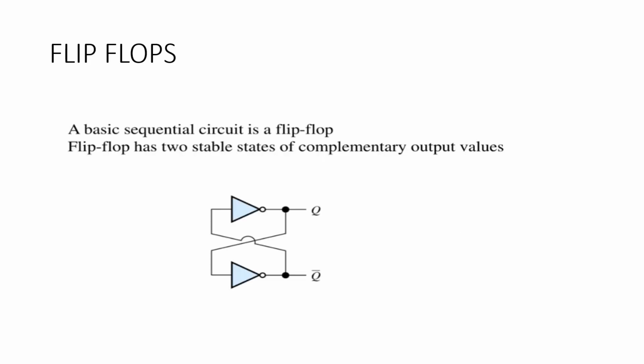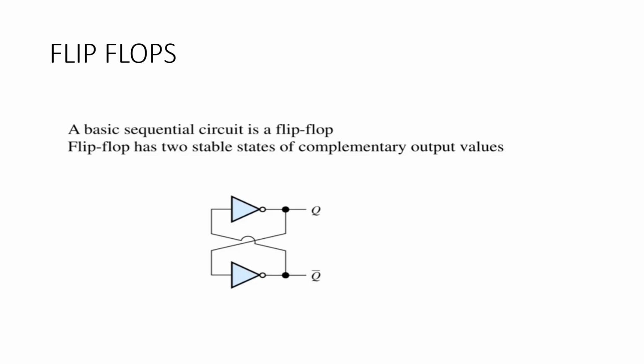As I told, a flip-flop stores one binary digit. Okay, so here I have drawn the circuit, which consists of two NOT gates where the outputs are Q and Q bar. For example, if Q is equal to 1, the flip-flop remains 1 until another input changes it. If Q is equal to 0, it remains 0.